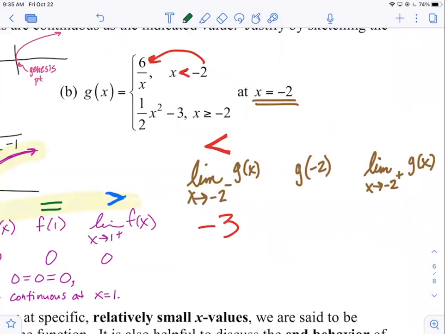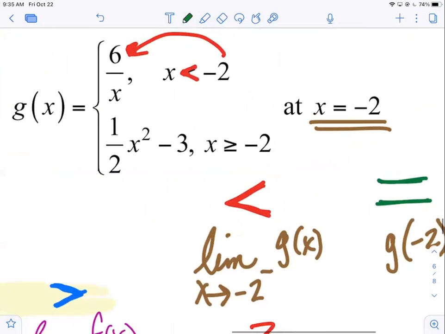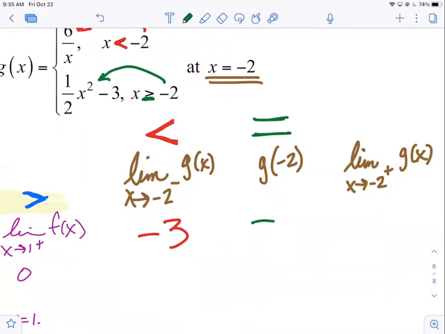G of -2, that's the equal sign. The function value is go stand there. Which piece is equal to, top or bottom? Bottom. See, there's the equal sign. Use direct substitution. What do you get? Well, -2 squared is +4. Half of 4 is 2. 2 minus 3 is -1. Very good. Boom. Now, if we were checking for continuity, it would be game over right now, wouldn't it?